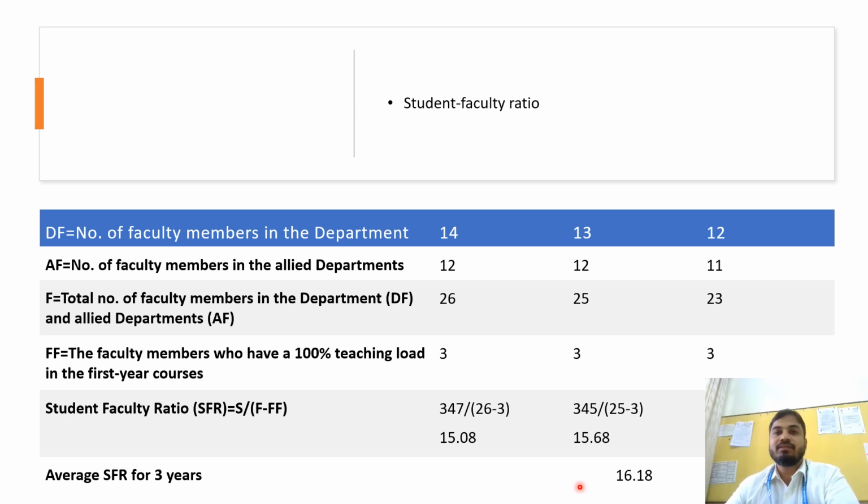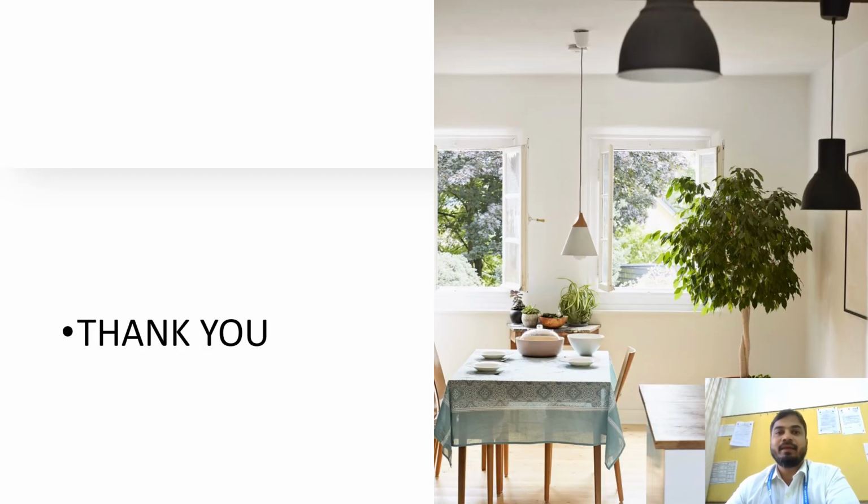So here in this case, for 1 is to 16.18, the probable marks would be somewhere around 26 to 28 marks. So this is how the SFR is calculated as per the new SAR. Thank you.